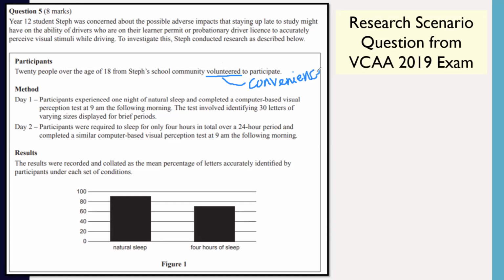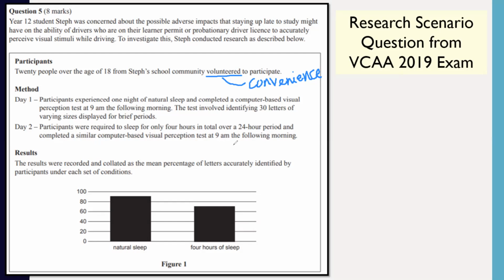So that it's easier for you to come back and interpret the information when you're actually doing the questions. Okay, the method. So how was the experiment actually carried out? On day 1, participants experienced one night of natural sleep and completed a computer-based visual perception test at 9 a.m. the following morning. The test involved identifying 30 letters of varying sizes displayed for brief periods. And on day 2, the participants were required to sleep for only 4 hours in total over a 24-hour period, and they completed a similar computer-based visual perception test at 9 a.m.